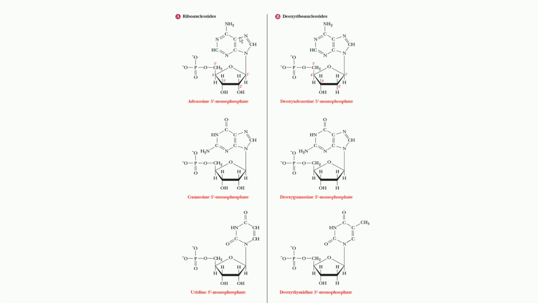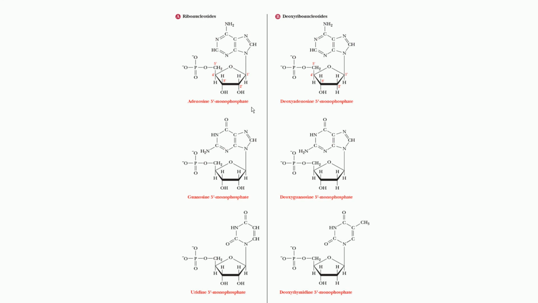Now, on the left side it's written ribonucleotides, and on the right side it's written deoxyribonucleotides. What does ribonucleotides mean? As I just said, there are two kinds of nucleic acids, RNA and DNA. RNA is called ribonucleic acid and DNA is called deoxyribonucleic acid. The nucleotides present in RNA are called ribonucleotides, and the nucleotides present in DNA are called deoxyribonucleotides. We are going to discuss very shortly why they are called deoxyribonucleotides and why they are called ribonucleotides.